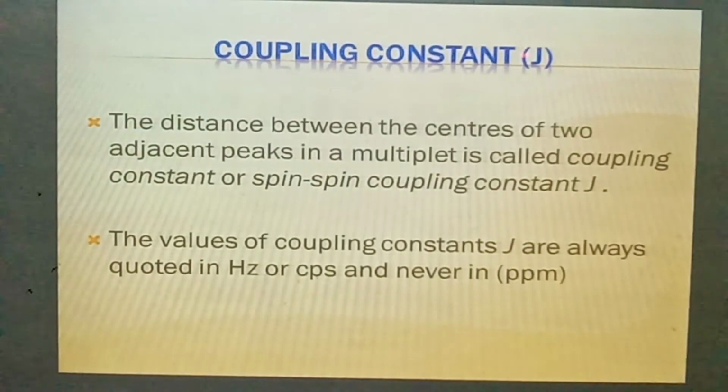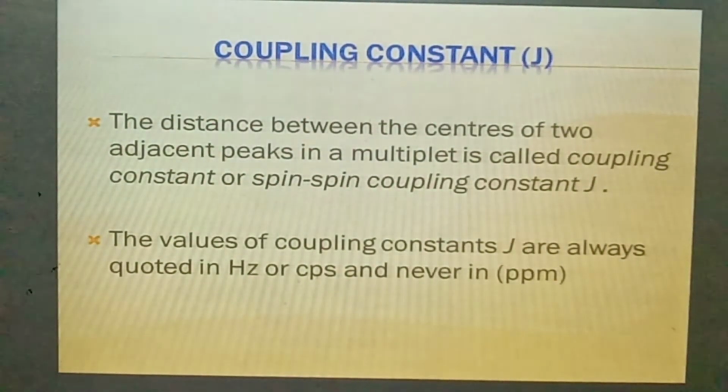And next to the concept of coupling constant. This is also one of the most important points to be noted. That is called J value. It is nothing but the distance between the centers of 2 adjacent peaks in a multiplet. Multiplet means tetraplet, triplet, quintet, like that. It is called coupling constant or spin-spin coupling constant, J value.